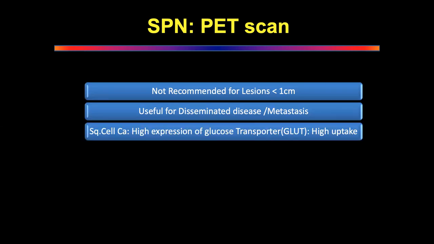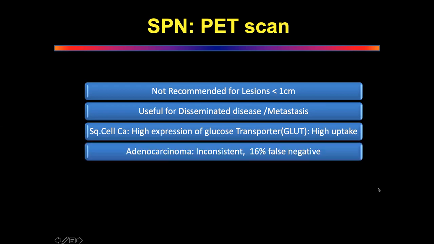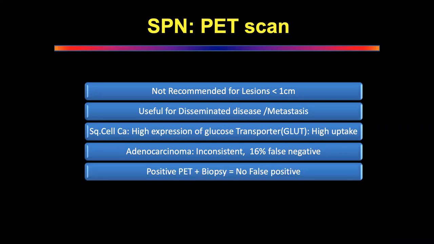In squamous cell, usually there is high uptake. In adenocarcinoma, the problem with the scan is almost 20% can be false negative. They do not light up on a PET scan, okay? So remember these numbers which I'm telling you. I've just put all the important facts onto the slide about PET scan. The advantage of PET scan is, if it's a positive PET scan and you do a biopsy, there are no false positives, okay? If it is positive, it is positive. That's the advantage of a PET scan.